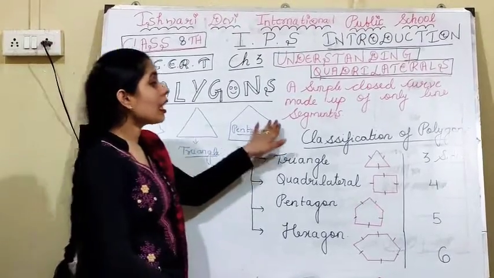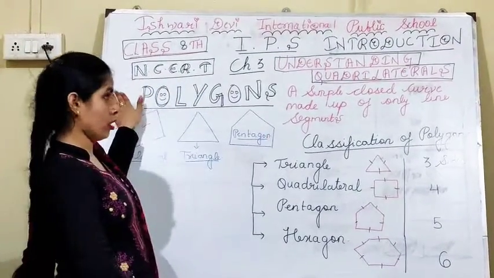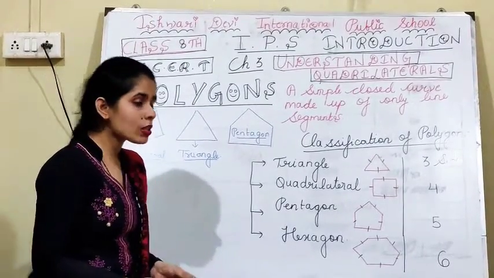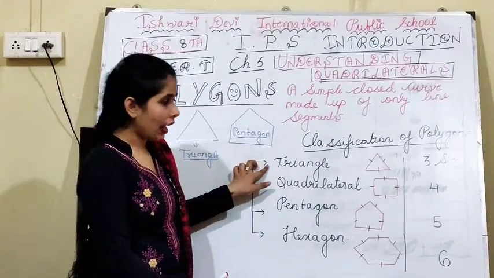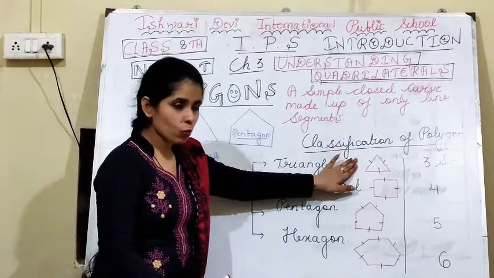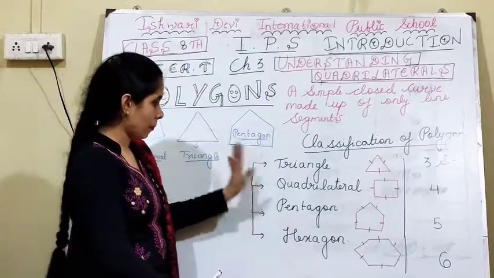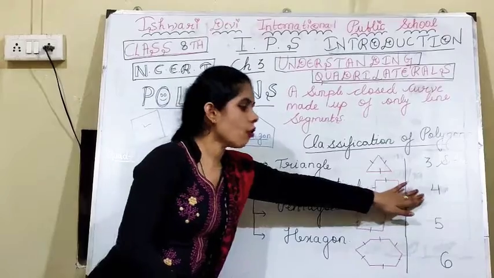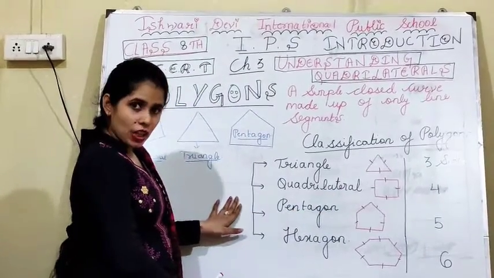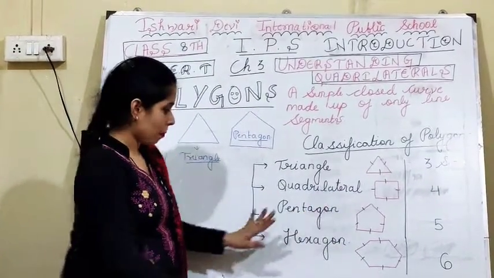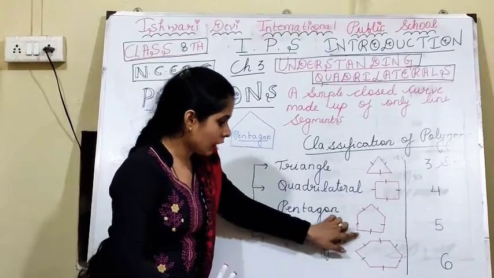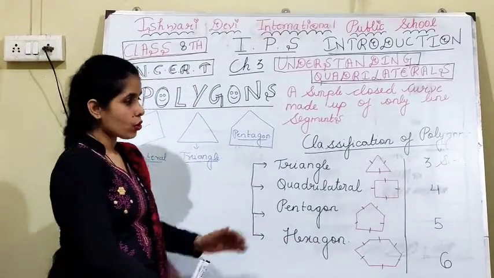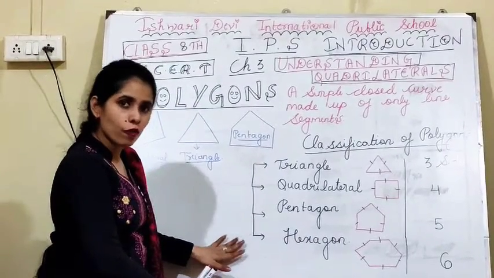Now we come to the classification of polygons. Polygons are of different types. Which ones are there? Triangle. Triangle means 3 line segments, 3 sides. Quadrilateral means 4 sides, 4 line segments. Pentagon, 5 line segments. Hexagon, 6. Look here, it has 6 lines, so it is 6 sides. So these are the classifications of polygons.